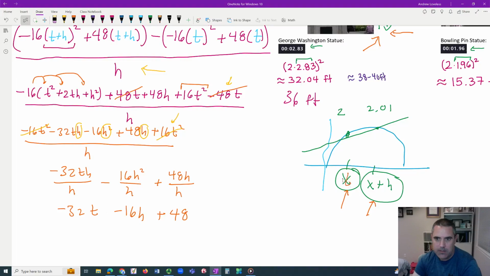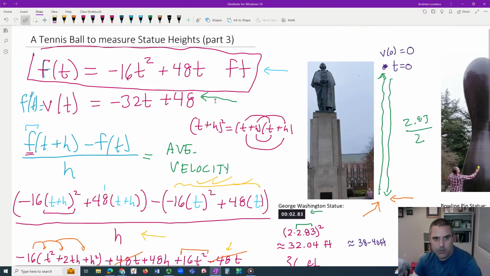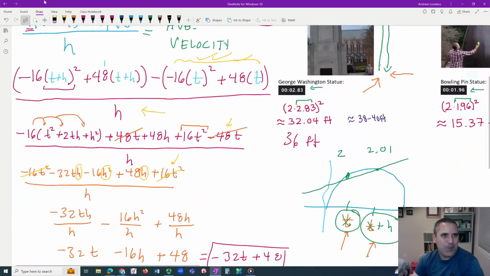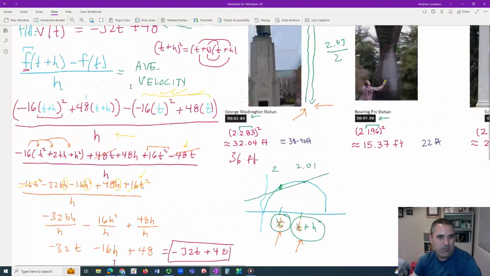Actually, I'm using t. T is your start, and t plus h is your end. But what I'd like to do is see what happens when h gets closer and closer to 0. And when h gets closer and closer to 0, you get negative 32t plus 48. And we call that the derivative. It's also the velocity. And it's also what I already told you it was. So there's finding the derivative from the original definition.